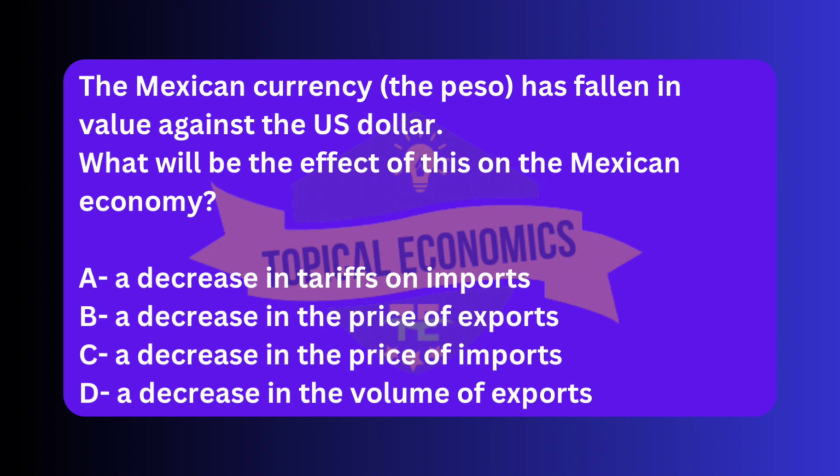Next, option C, a decrease in the price of imports. A depreciation of the peso makes imports more expensive, not cheaper, because it takes more pesos to purchase the same amount of foreign goods or services. The cost of imports increases for Mexican consumers and businesses, which is the opposite of what is suggested in this option. Lastly, option D, a decrease in the volume of exports. A depreciation typically increases the volume of exports, not decreases it, because the weakened currency makes the country's goods cheaper for foreign buyers. As Mexican products become more affordable in foreign markets, demand for exports generally rises.